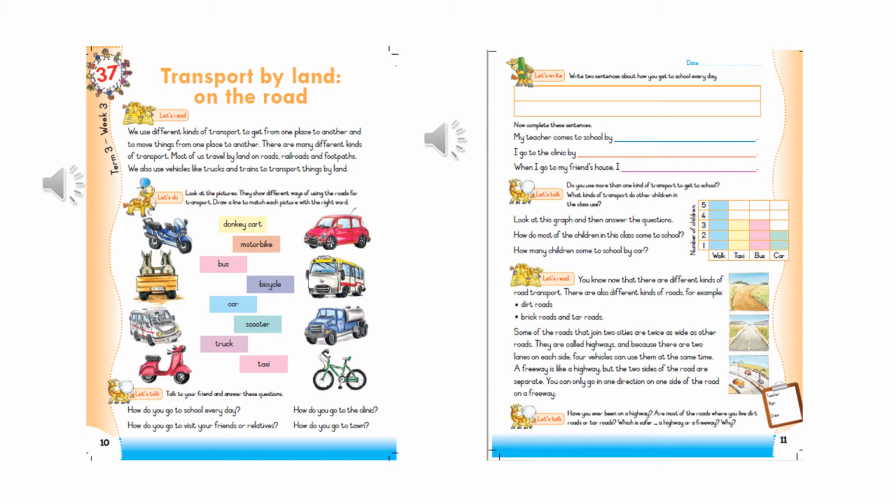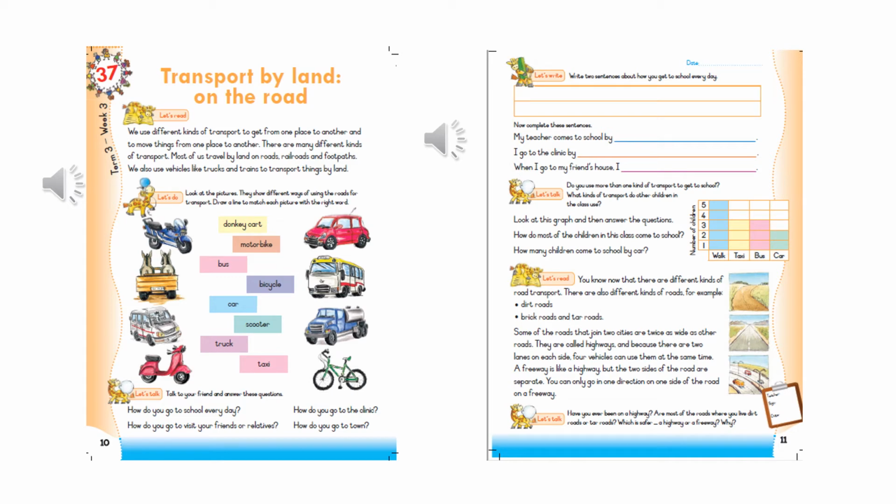Some of the roads that join 2 cities are twice as wide as other roads. And why is this? Yes, because there are more people going in and out of the city, so the streets are a lot wider. They are called highways, and because there are 2 lanes on each side, 4 vehicles can use them at the same time.